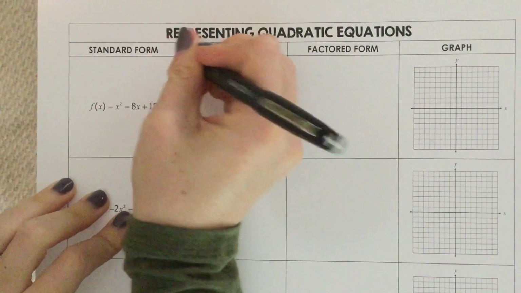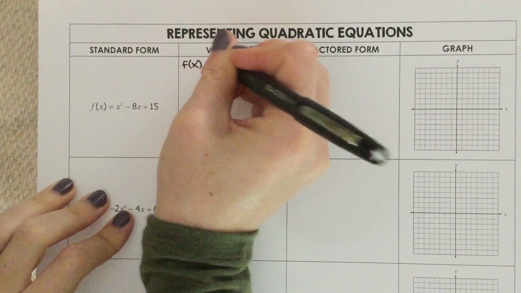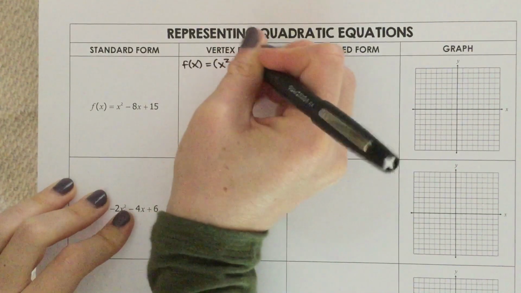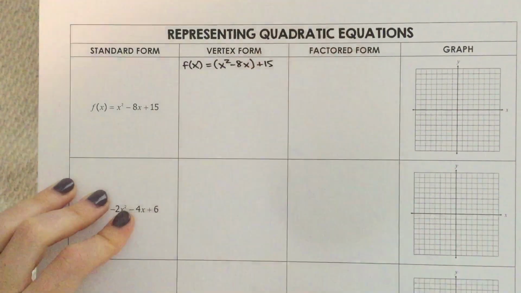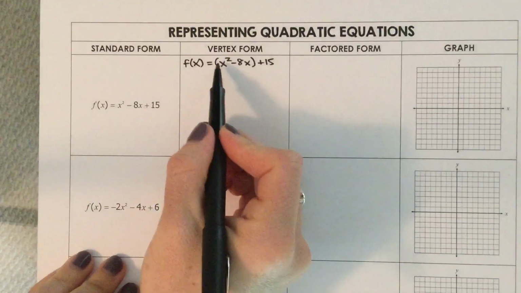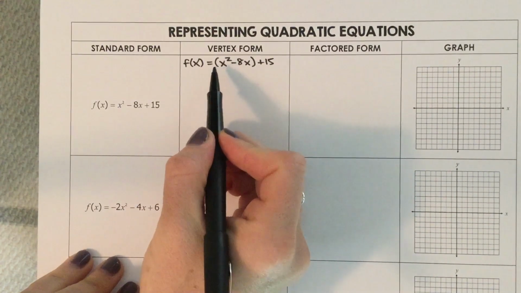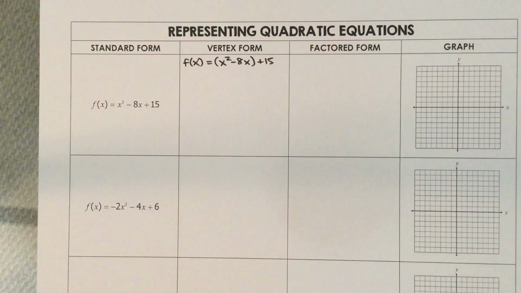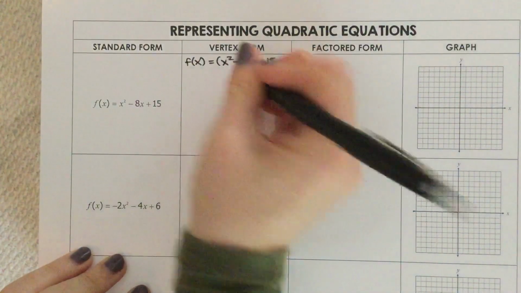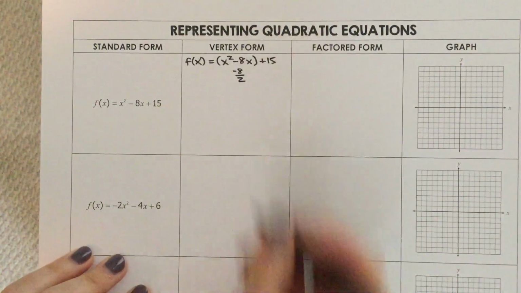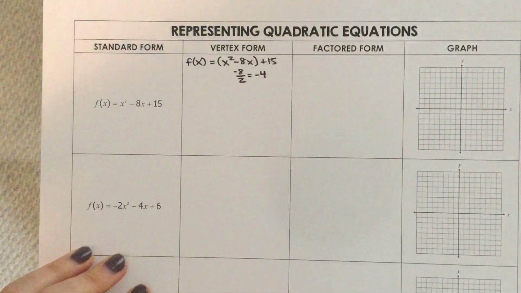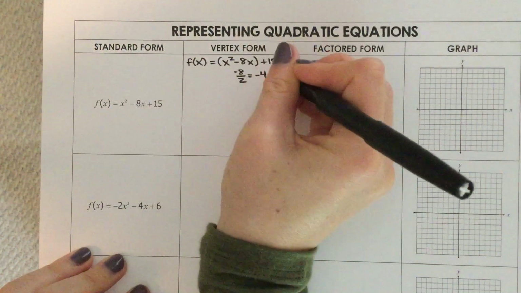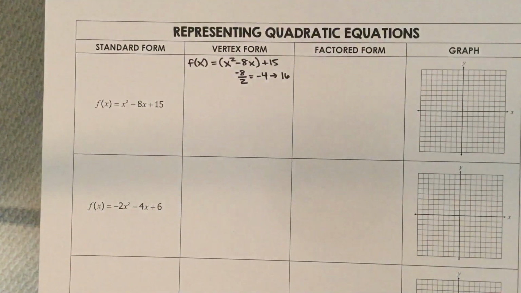First thing that we do is we take the first two terms, the x squared minus 8x, and we would group them together like that. Next step is you would factor out whatever's in front of the x squared if there is something, which there is not. Step 3 is we take b, cut it in half, so that gives us a -4, and then you would take that -4 and square it, so that gets us 16.